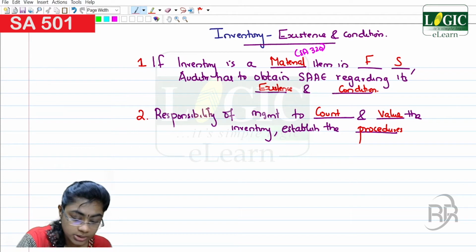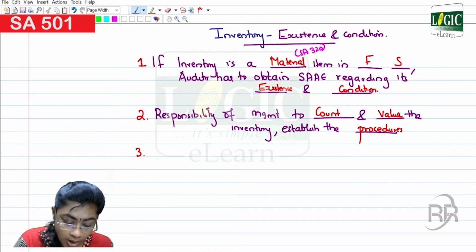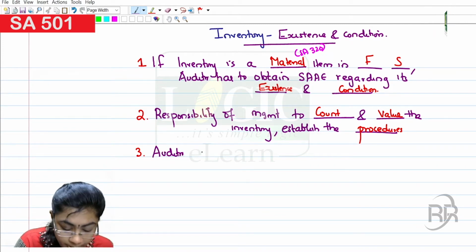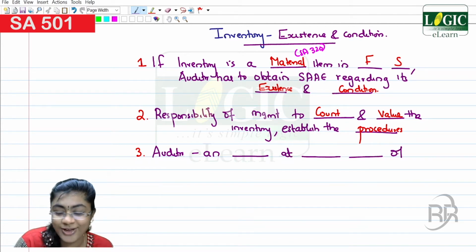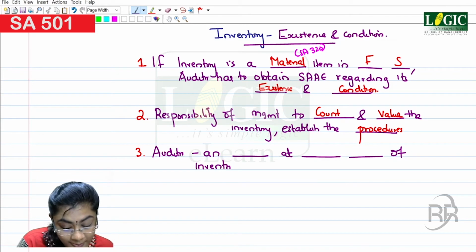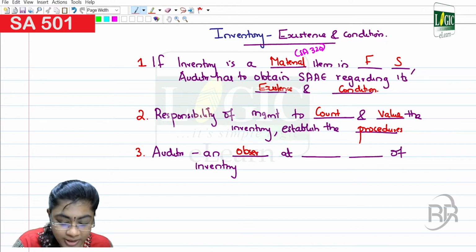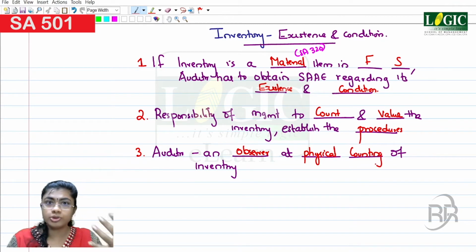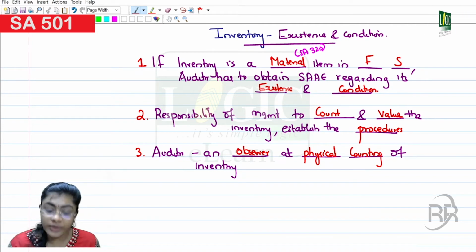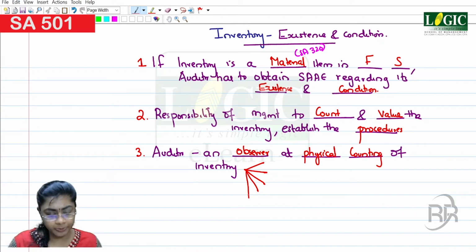By observing the counting of inventory, you will get evidence, no? So the third point is that the auditor should be an observer at the physical counting of inventory. Guessing? Auditor should be an what? Correct. Auditor should be an observer at what? Physical counting of inventory. You should be an observer at the physical counting of inventory. Why? Mainly for 5 purposes.